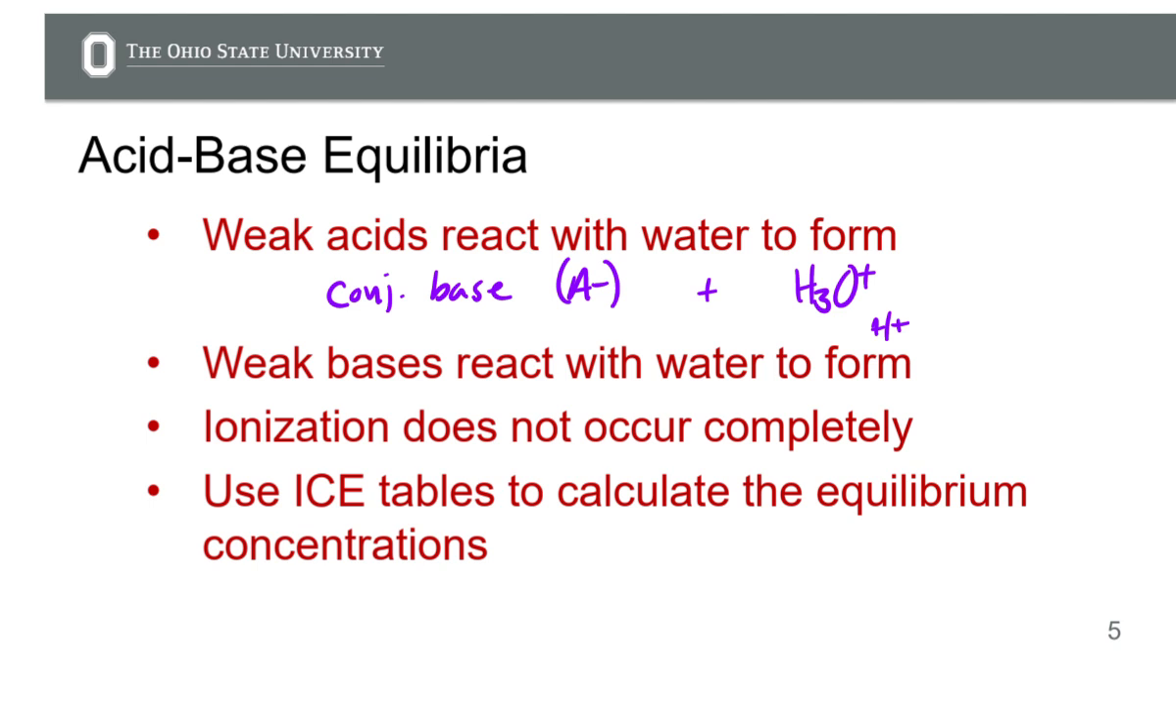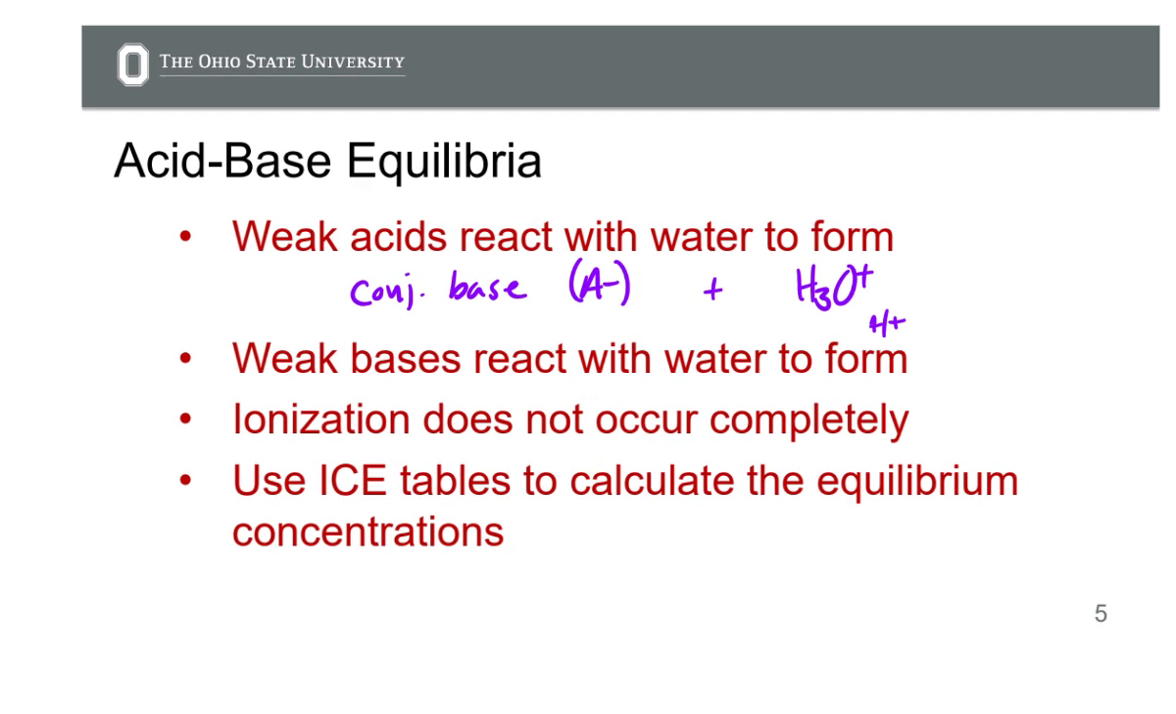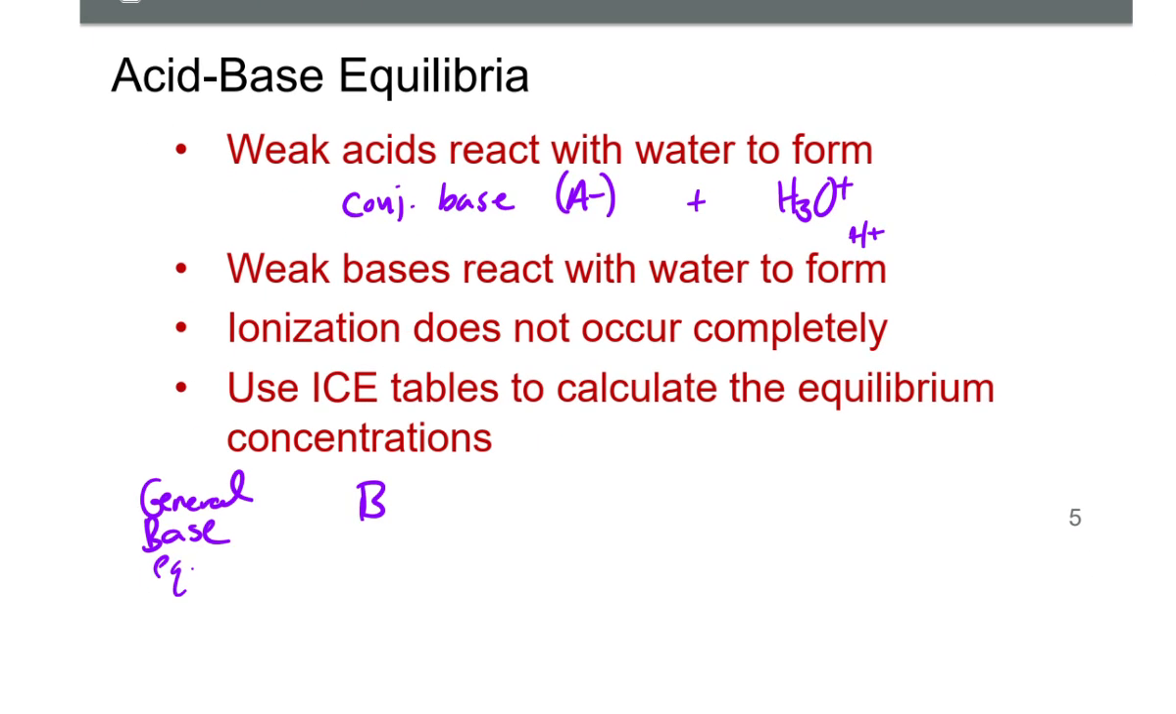So weak bases, we haven't really written out a general formula, but they behave the same way, except they start as bases. And I like to write a general form for a base as B. So we'll have our general base equilibrium in water. We'll start with our base B and put it in water, allowing the equilibrium to happen.